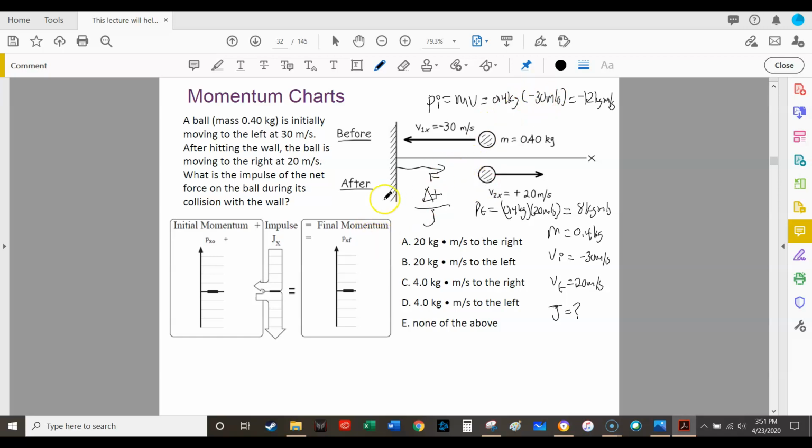Anyway, so let's look at the momentum bar charts, right? So here's what we're saying. Basically, the initial momentum is going to be negative, at about negative 12 kilogram meters per second. So that's what that's supposed to represent. Afterwards, it's going to have a positive momentum of about 8 kilogram meters per second. Okay?